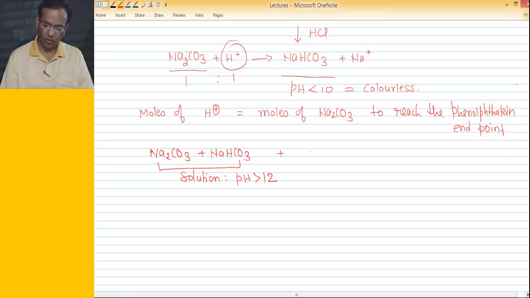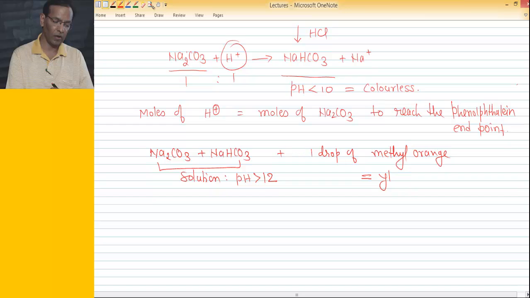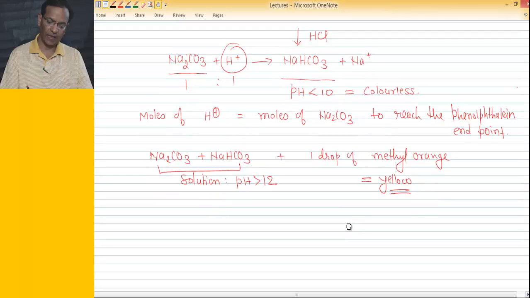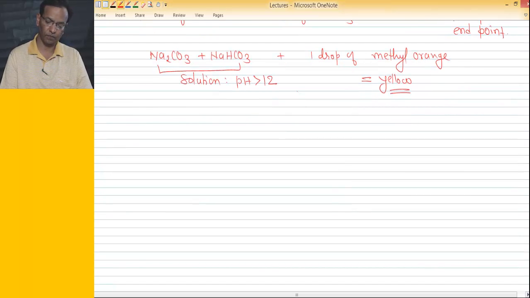Now add 1 drop of methyl orange. What will happen? The entire solution will become yellow, since it is strongly basic. Now start adding acid in the same manner. Start adding hydrochloric acid. Now what will happen?